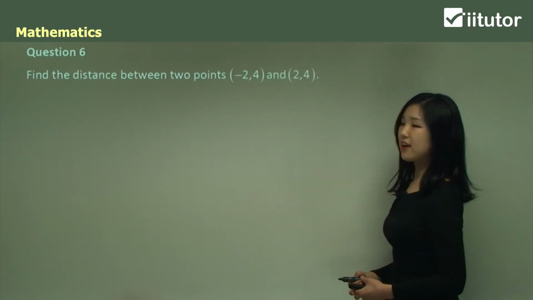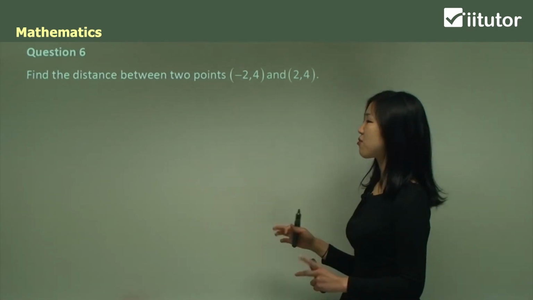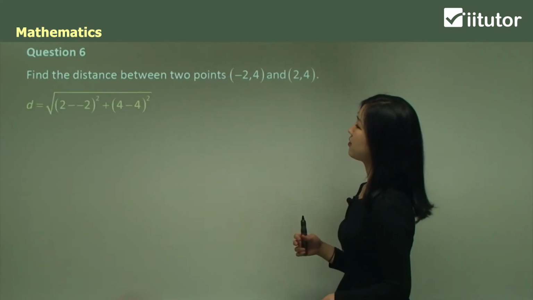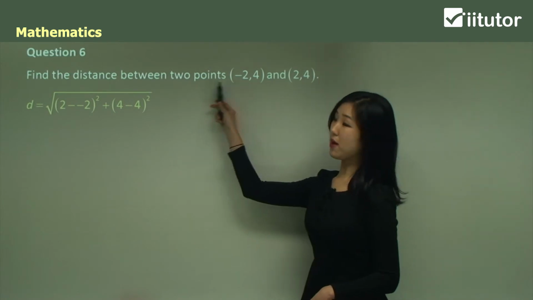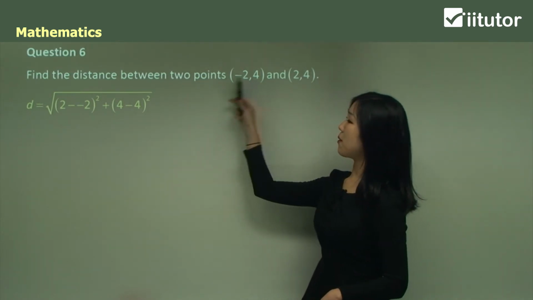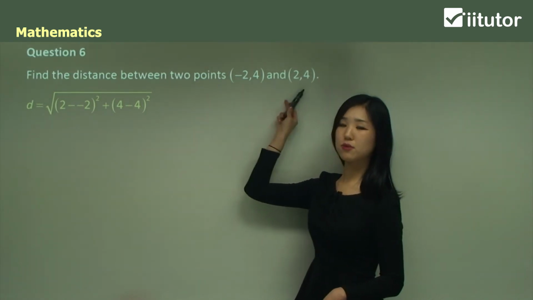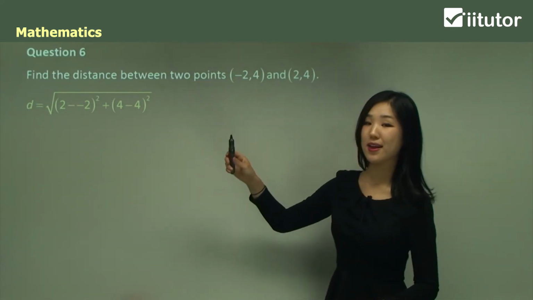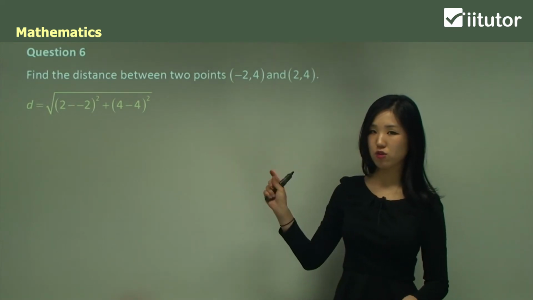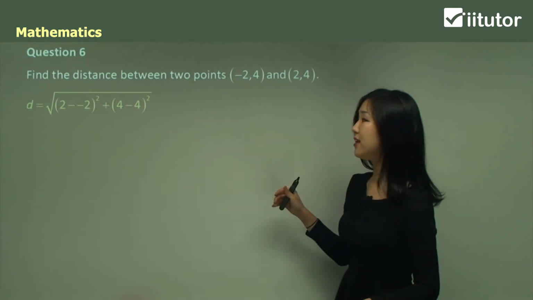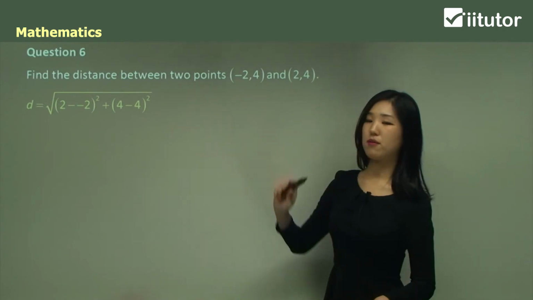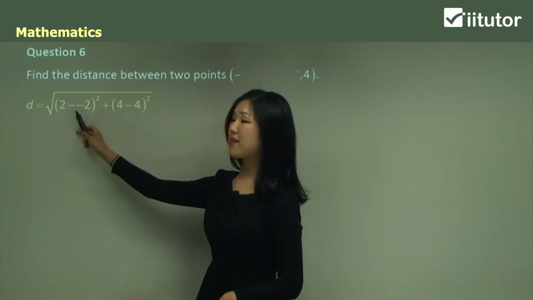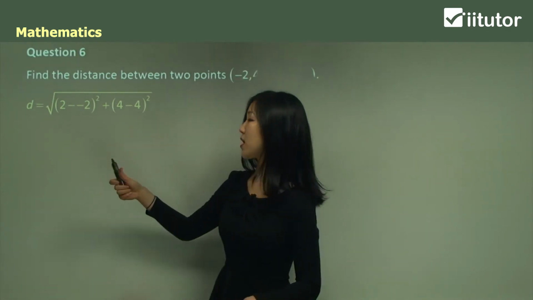Question 6. Again, guys, give it a go, okay? The rest is just plainly using the formula, so please give it a go. x2 minus x1. So x2 is 2, minus x1, which is minus 2. So we have 2 minus minus 2. Don't forget, you don't just make that into a minus 2 only. And then y2 minus y1. And then you can clearly see that 4 minus 4 is 0. And then 2 minus minus 2 is 2 plus 2, which becomes 4.